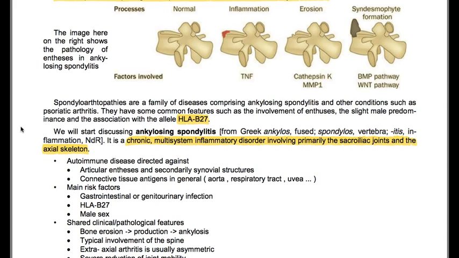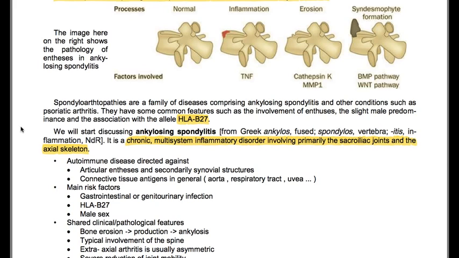It's a chronic multisystem inflammatory disorder involving primarily the sacroiliac joints and the axial skeleton. It's an autoimmune disease directed against articular enthesis and secondarily synovial structures, connective tissue antigens in general, like aorta, respiratory tract, and uvea. The main risk factors are gastrointestinal or genitourinary infection, HLA-B27, and male sex.